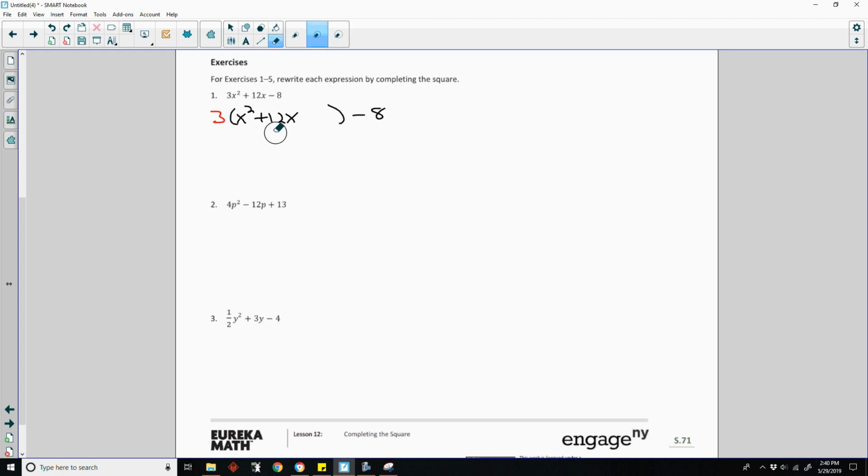But if I factor out a 3, then that 12 divided by 3 is 4. So half of 4 is 2. And I'm going to put that here in red, 2 squared. And since I added 3 times 2 squared, I'm going to subtract 3 times 2 squared. Do you see that with the color coding?